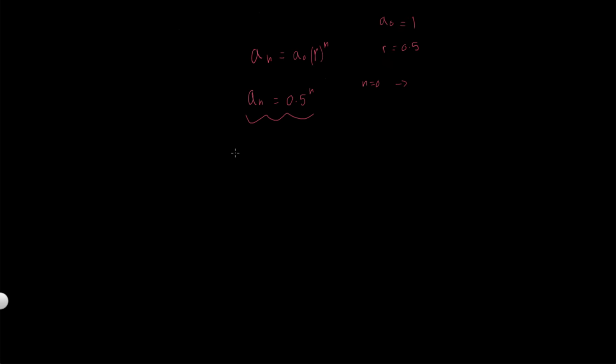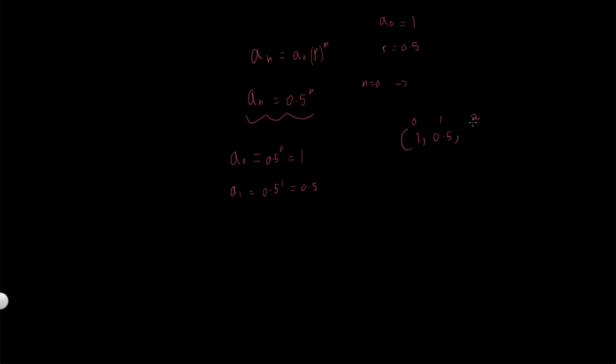So the 0th term in the sequence would be a sub 0, and that would be 0.5 to the 0, and this is just 1. So the first term, I'm going to write the sequence here, is 1. The first term, sorry, this is the 0th term. So the first term in the sequence is a sub 1, which is 0.5 to the 1, and that's just 0.5. So this right here is the first term in the sequence. Again, this is the 0th term. This is the first term. Usually we start with the first term, but it doesn't really matter. We can say this is the 0th term and this is its first term.